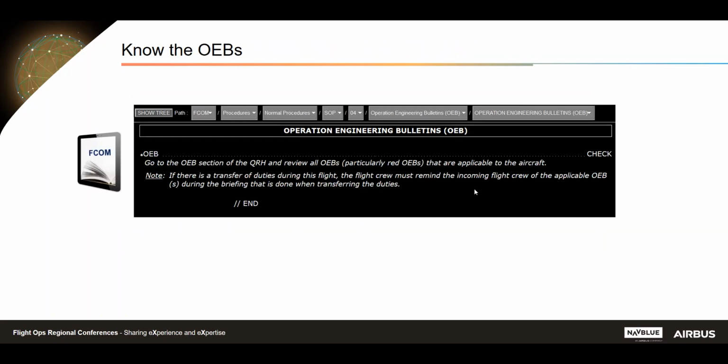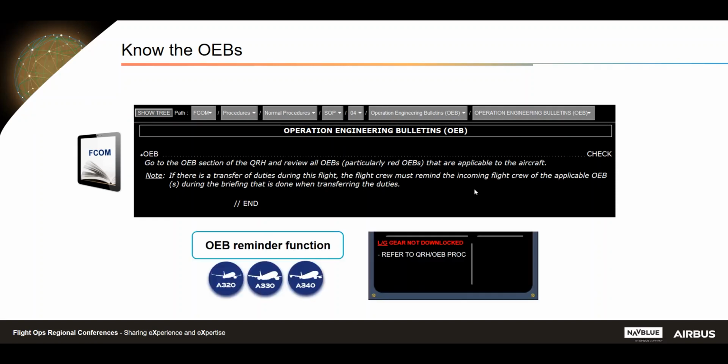Know the OEBs. For aircraft concerned by one or more OEBs, it is important to consolidate knowledge of the OEB entry conditions. According to the Airbus SOP preliminary cockpit preparation, OEBs must be checked. Even if it is not the objective of this presentation to talk about the OEB reminder function, this is a function that we encourage all of you to use in order to reduce the flight crew workload when several OEBs are applicable to the fleet.